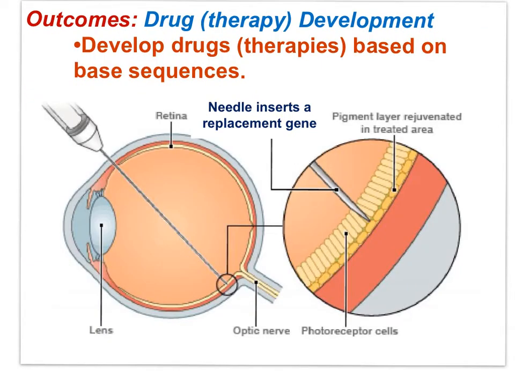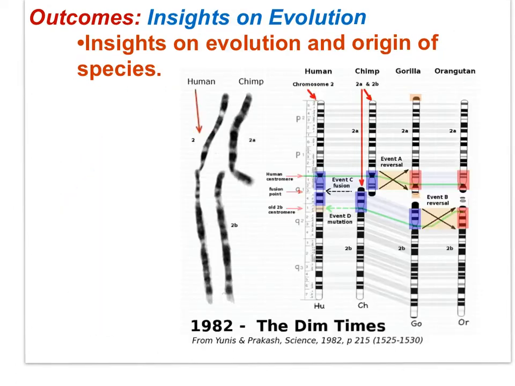The Human Genome Project has stimulated the proliferation of genetically based therapies, such as the injection of DNA that includes correct copies of a gene that would reverse, in this example, the degeneration of the retina. This is gene therapy. The Human Genome Project has provided insights on evolution, the relatedness of different species.